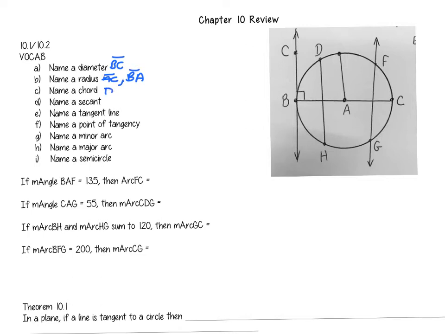DH, yep. So chord, a segment whose endpoints are on the circle. A secant. Evan, you have a question or you have a secant? Segment FG. Yep, segment FG could also be a chord. Technically the diameter could also be a chord, right?